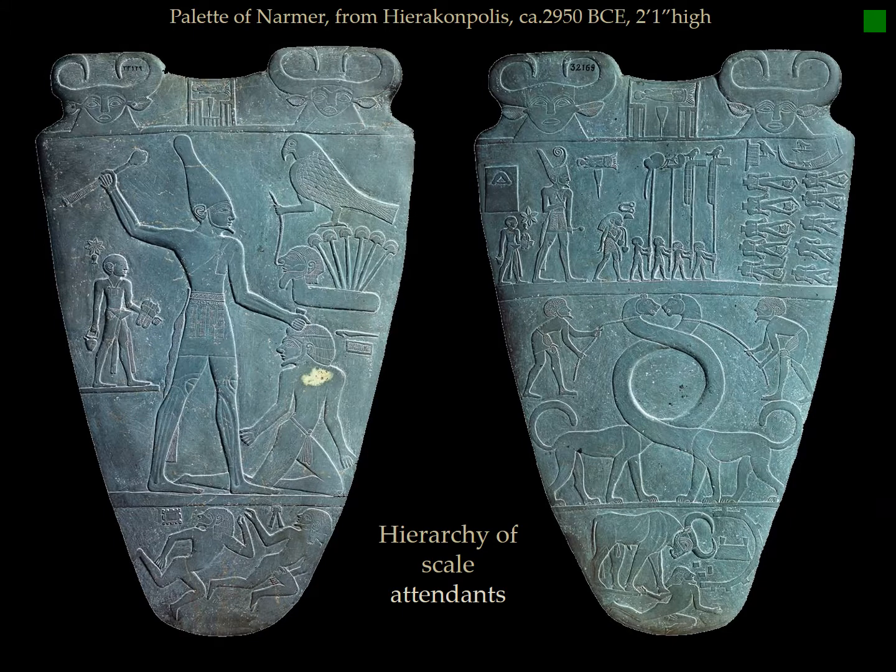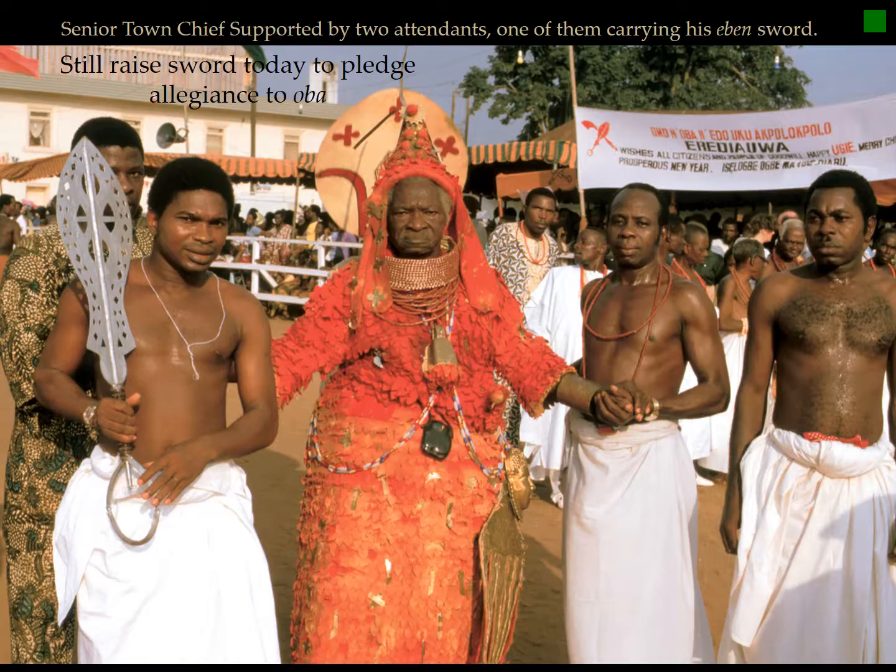The hierarchy of scale of the ruler versus the attendants on either side of him is one that is understood throughout the ancient Mediterranean, from Egypt to the Middle East and here in Nigeria, where the more important spiritual and temporal rulers, such as kings, are shown much larger than their attendants or those that are with them. We still see the raising of the sword today to pledge allegiance to the Oba, as seen here in this example, as one of the attendants holds this leaf-shaped blade.